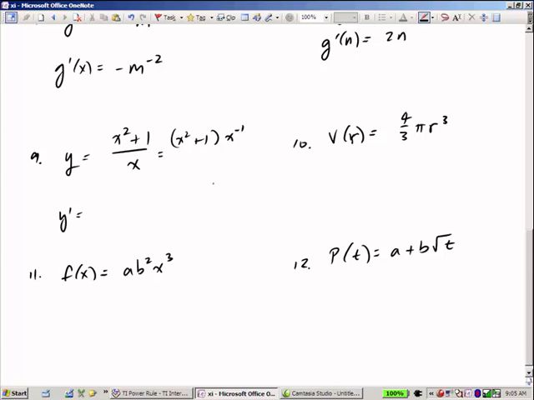If you distribute out the x to the negative 1, you would get x plus x to the negative 1. So we have to distribute x to the negative 1 times x squared. What do you get when you multiply? What do you do with the exponents? Add them, right? Now, you could have also just split this fraction up. You could have said that this is the same as x squared over x plus 1 over x, which is x plus x to the negative 1. There are lots of algebraic ways to get to the point where the function's ready for the power rule. And now we're ready for the power rule.